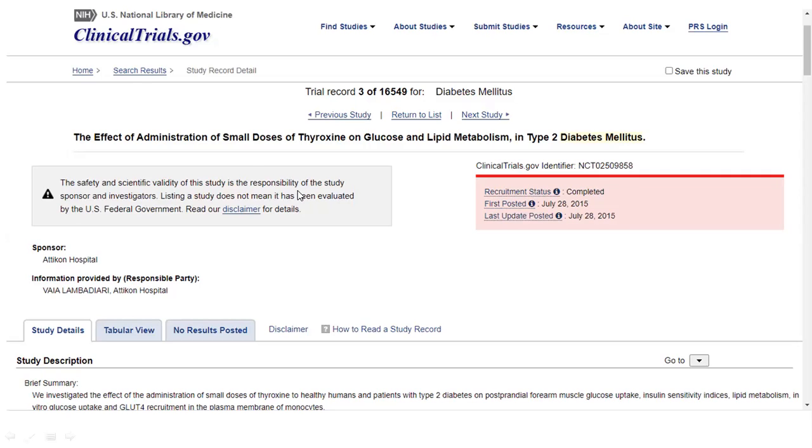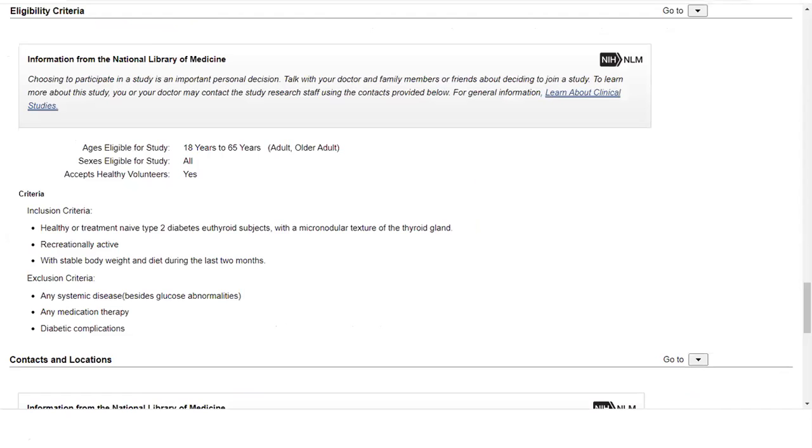This is one of the studies that was done for diabetes, and it says that this study was for the effect of administration of small doses of thyroxine on glucose and lipid metabolism in type 2 diabetes mellitus. I'll not go into the nitty-gritty of this study, because my focus is on inclusion and exclusion criteria. For this particular study, the ages were 18 years to 65 years, adults or older adults, both sexes were eligible, and they also accepted healthy volunteers.